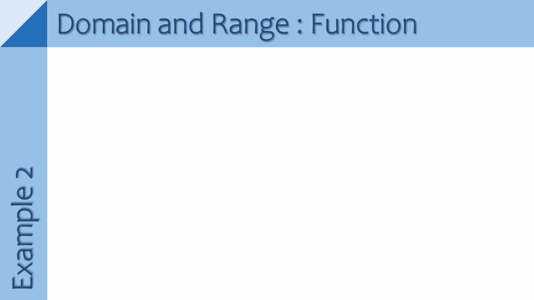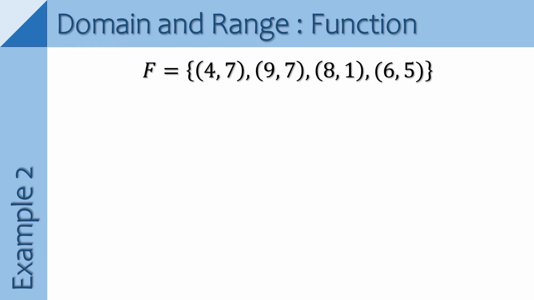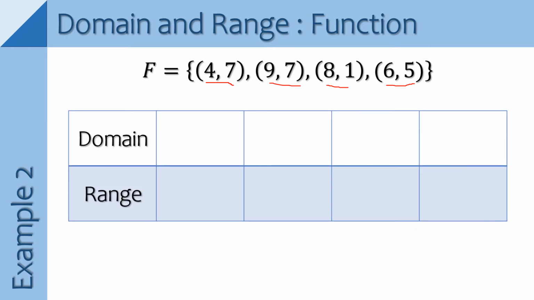Example number 2. Set F, we have (4, 7), (9, 7), (8, 1), and then (6, 5). Okay, so let's find the domain. The domains are 4, 9, 8, and then 6. Okay, so let's find the range. So we have 7, 7, 1, and then 5.